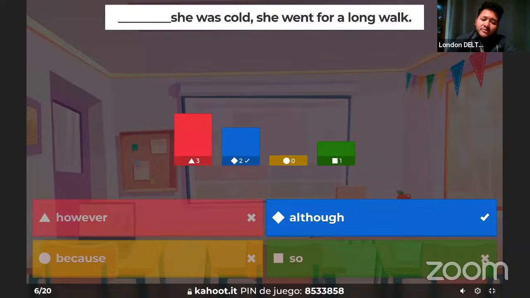Although, again, muy bien, although. No puedo utilizar however al inicio, no digo sin embargo al inicio, sin embargo va en medio, ¿no? No puedes decir, sin embargo, ella tenía frío, fue a dar una caminata. Pero sí puedes decir, aunque ella tenía frío, fue a dar una caminata. Y however puede ir en medio, puedes decir, she was cold, however, she went for a long walk. Although goes at the beginning, however, never goes at the beginning of a sentence.